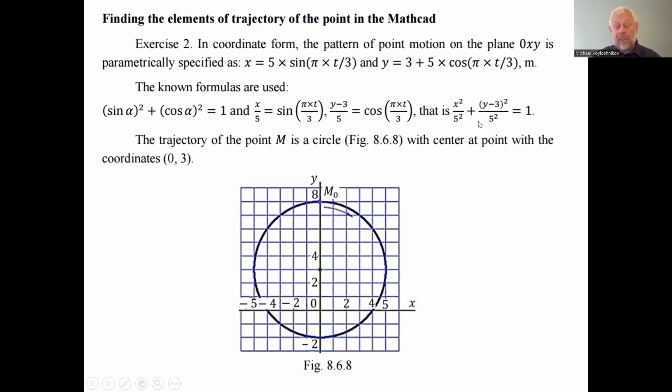So we can see that this is a circle with the radius equal to 5. The center of the circle is 0 by the abscissa, and by the ordinate we have plus 3, because we subtract minus 3 in the numerator, squared here. So this is the definition of the trajectory as a circle, shown on the figure 6.H. Its center is at the point with coordinates 0 and 3.